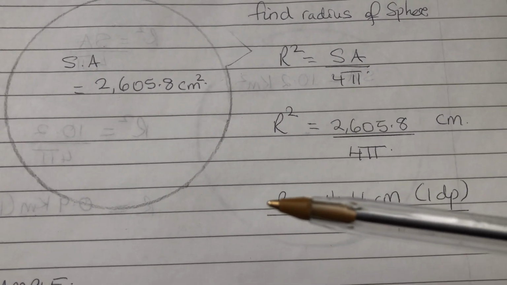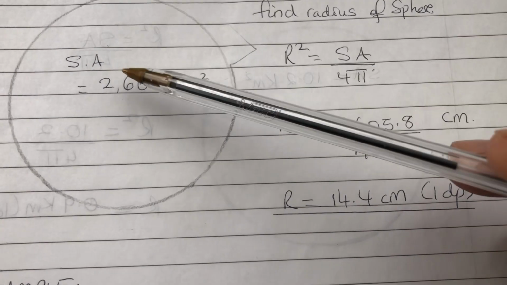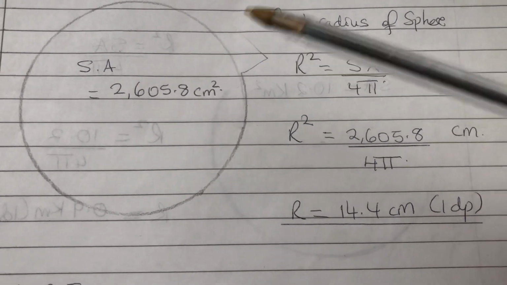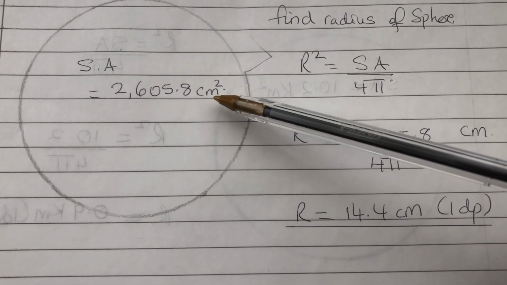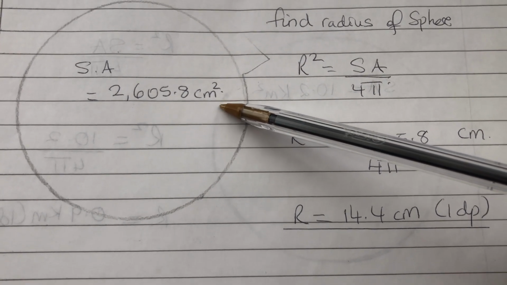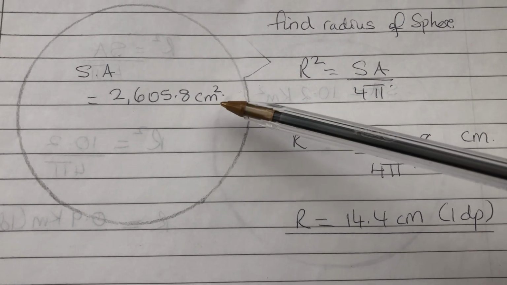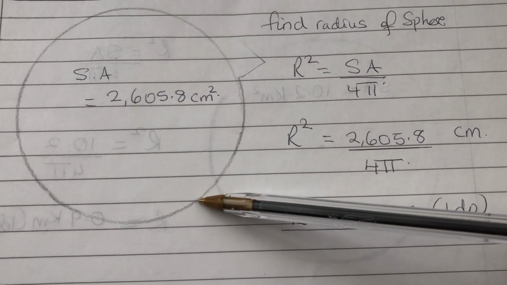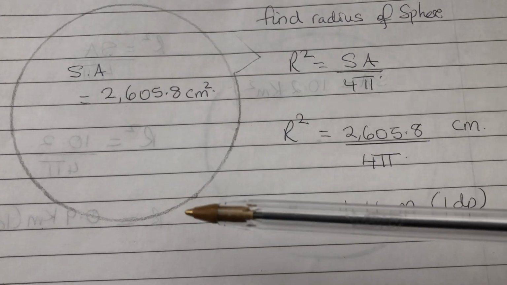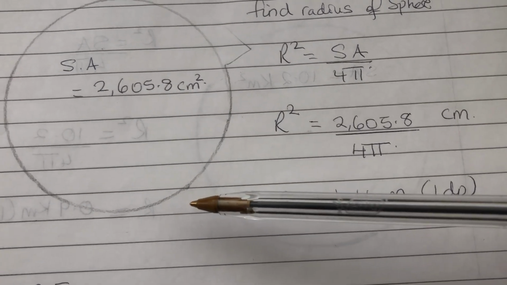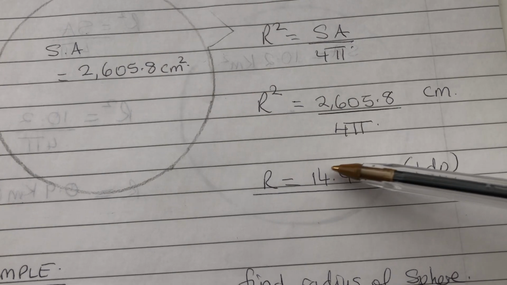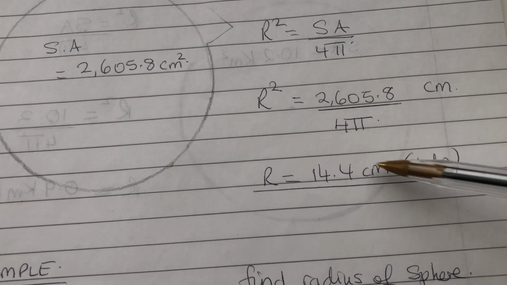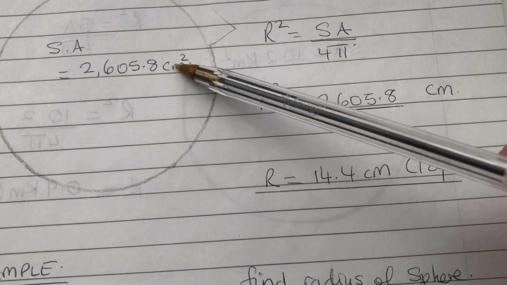As I said, I'm stressing, if you've been given the surface area, you use the surface area formula to find the radius. If you've been given the volume of the sphere, you use the volume of the sphere to find radius. We've done a video on that. Go back and watch. Okay, your radius will be positive, and then use the units that you've been given.